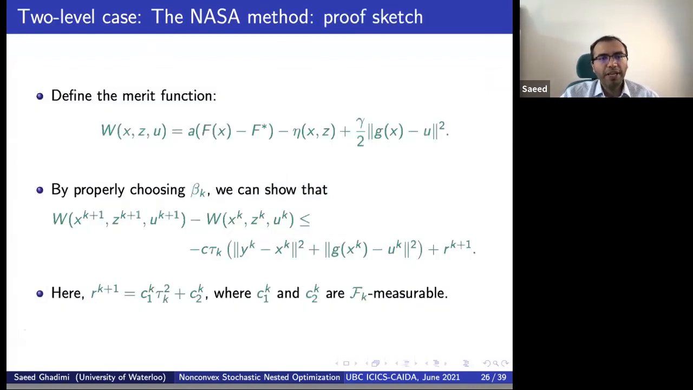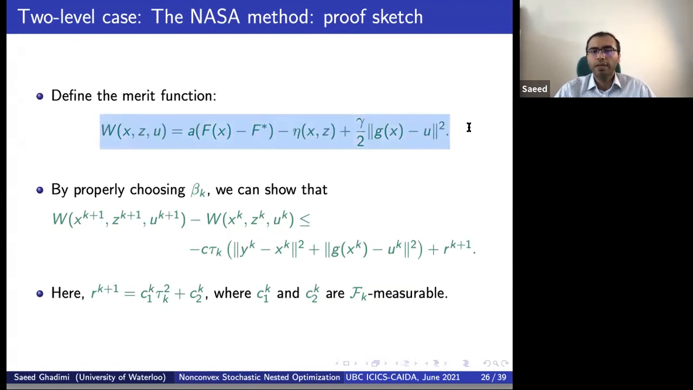So here I just briefly explain the sketch of the proof. To show the convergence rate of this algorithm, we need to define a merit function. Here we have three terms. The first one is the optimality gap. The second one is the optimal solution to the subproblem. And the third term would be the error in estimating the inner function values. We can easily see that the optimal value of the subproblem would be negative, so this term would be positive, and actually this function W would be positive.